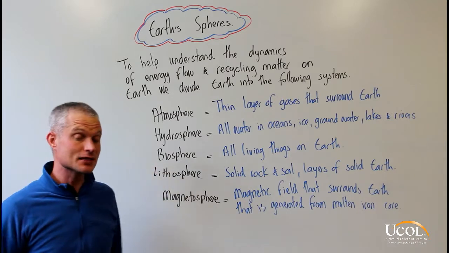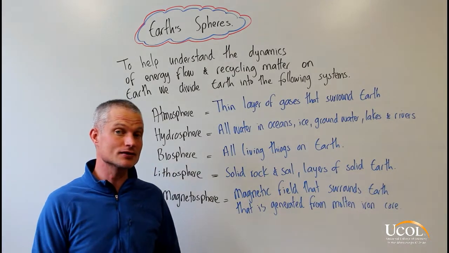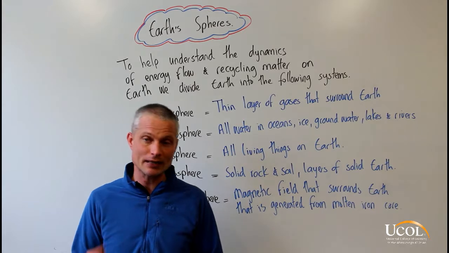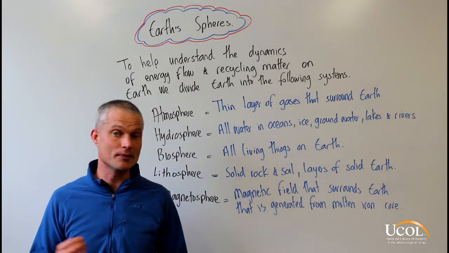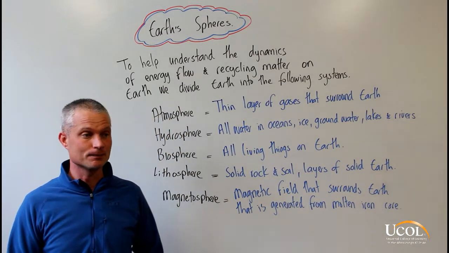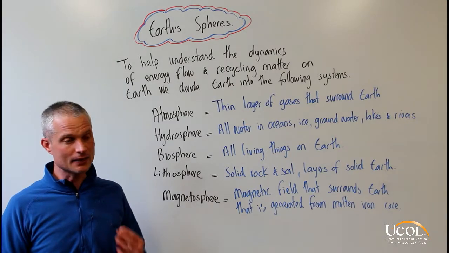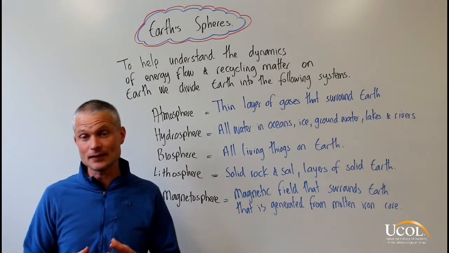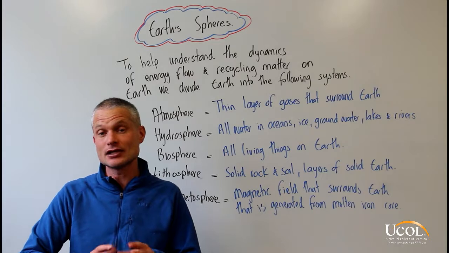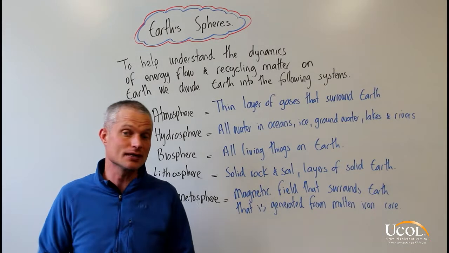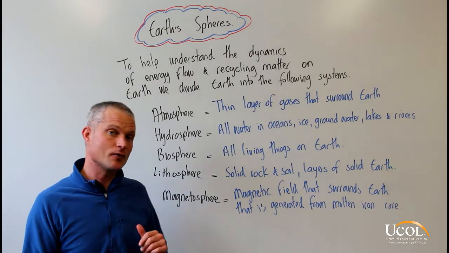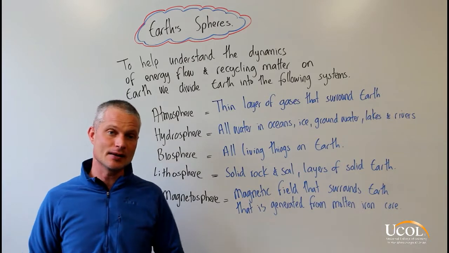The biosphere is the next one. So the biosphere is all the living things on Earth, so all the animals, all the plants, all the fungi, all the bacteria. They all work together in ecosystems, so there's feeding relationships and who eats who within an ecosystem, but they also help moderate the other spheres as well.